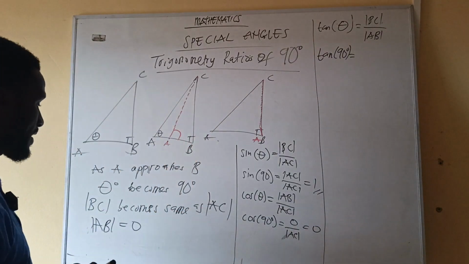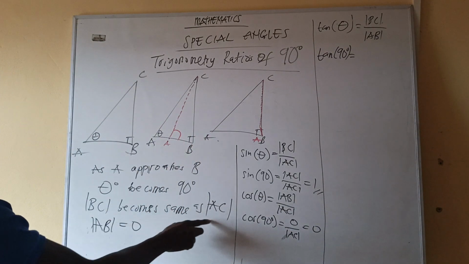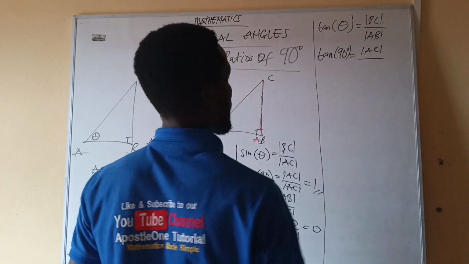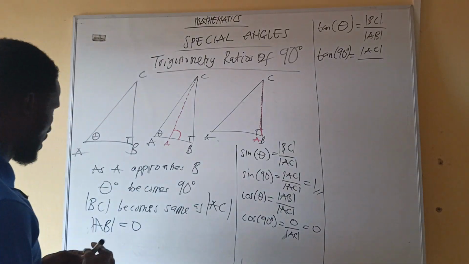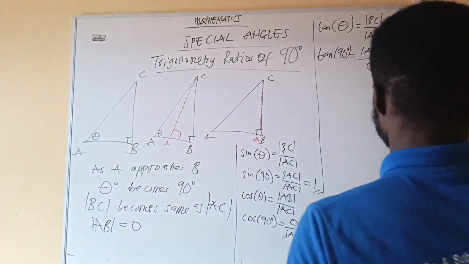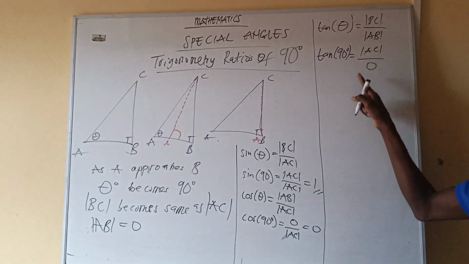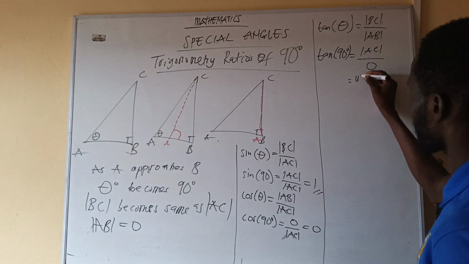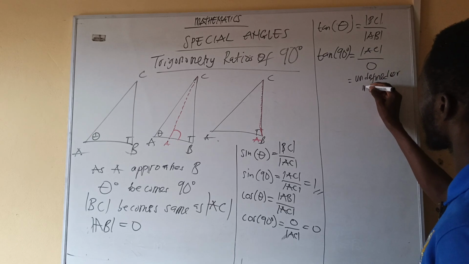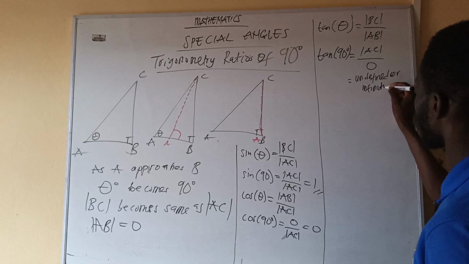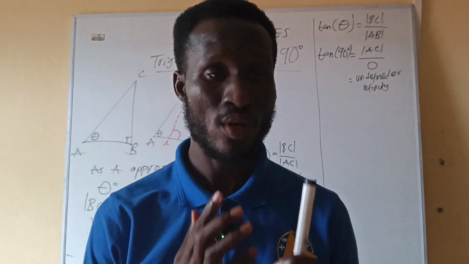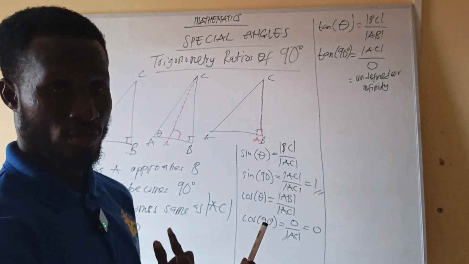As the theta approaches 90, what is our BC? Our BC becomes the same as AC. And then what is our AB? Our AB becomes 0. Now, what is AC over 0? This one becomes undefined or infinity. So tan 90 is also undefined or infinity. I hope you see the proof, right?